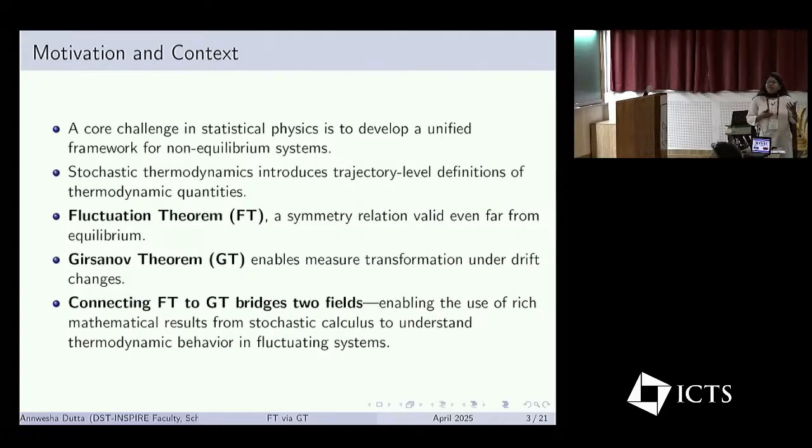On one side, we have the fluctuation theorem, which is a very central result, giving a symmetry relation valid even far from equilibrium. On the other hand, we have the Girsanov theorem, which is a central result in stochastic calculus, enabling measure transformation under drift changes. In this work, we are trying to connect the fluctuation theorem to the Girsanov theorem, which will enable us to use the rich mathematical results already present in stochastic calculus to understand thermodynamic behavior in fluctuating systems.